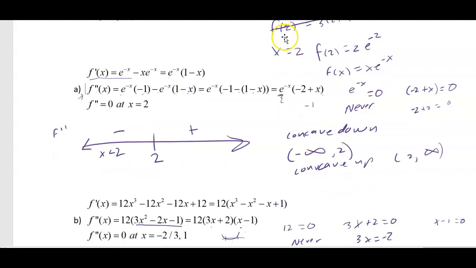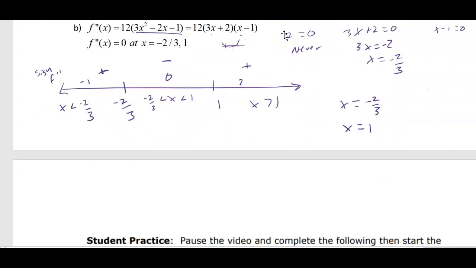So then for part B, I left our work here. So what we see is we have concave up because the sign of the second derivative was positive. So from negative infinity to negative 2/3. And also, we're concave up from x greater than 1, so from 1 to infinity. And concave down, and again, none of these endpoints are included, negative 2/3 to 1. Okay, so that's those two examples.